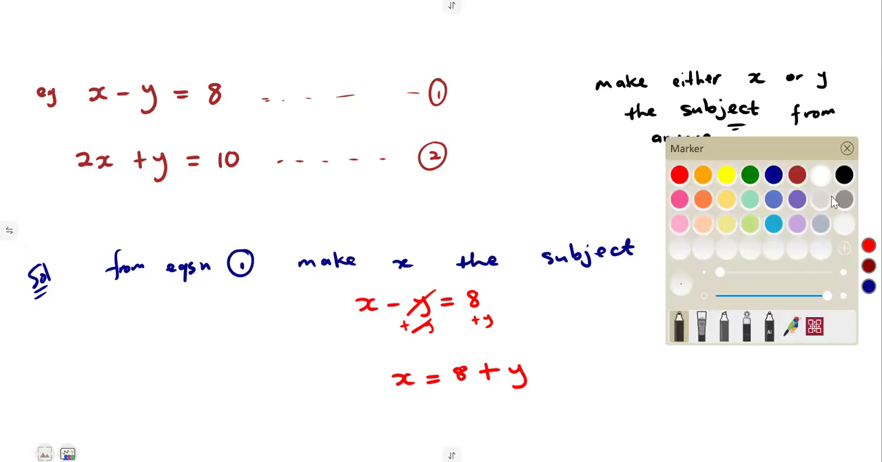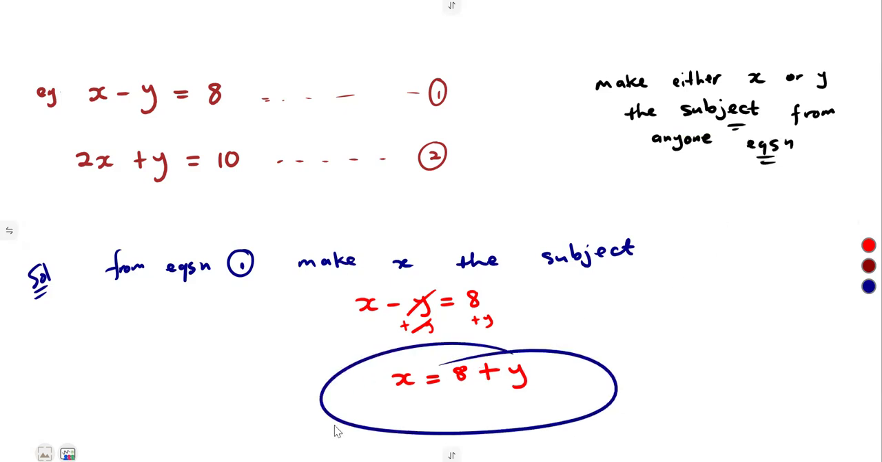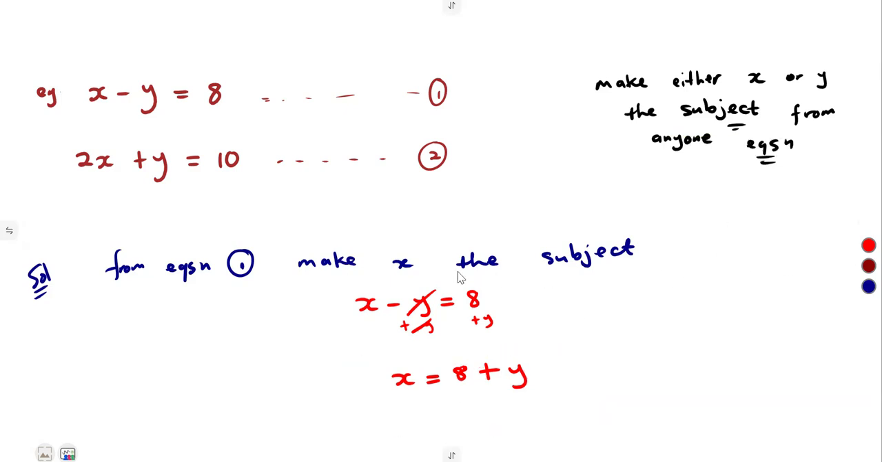This is another equation that you have created from equation 1. We now have another equation. Let us call it equation 3. Since we've got 1, 2, this is 3.